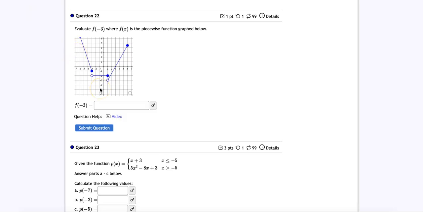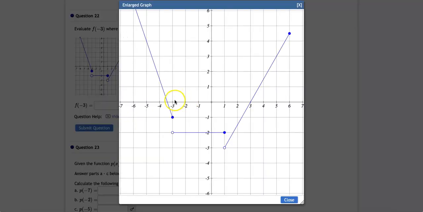Okay, so how do we evaluate from this graph here if we need to evaluate f of negative 3? Zoom in on the graph if you need to. We see that negative 3 actually lines up with two segments of the graph, but one segment has a solid dot and one has an open dot. We don't want to use the open dot one because that does not include negative 3. Instead, the solid dot includes negative 3, and so the value at negative 3 is negative 1.